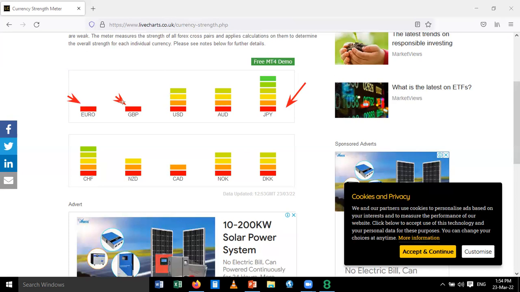So with this, if I want to trade, I can decide to pair the strongest and the weakest currency. Having that at the back of my mind, what currency pair will I want to take a trade on? I want to take a trade on GBP JPY, or I'll take a trade on Euro JPY. You can see that I'm pairing the weakest and the strongest.